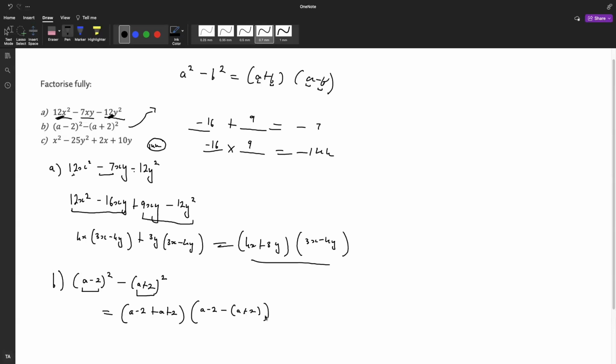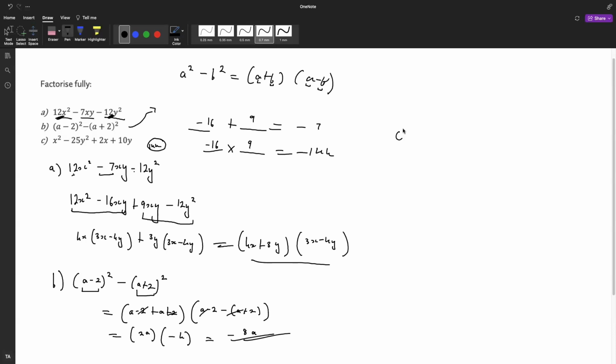Okay? And then if you go through that, a minus 2 plus a plus 2, so the minus 2 plus 2 cancels out. So here we just have 2a. And then over here, a minus 2, and then we have a, and minus a cancels out, and then we just have negative 2, negative 2, which is negative 4. And then negative 4 times 2a is just equal to negative 8a, which is your answer for part B.